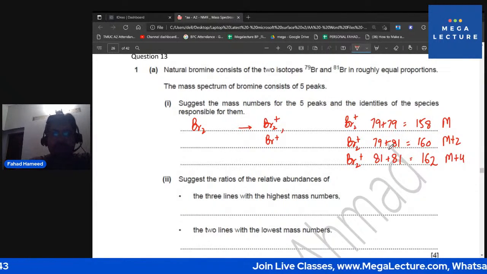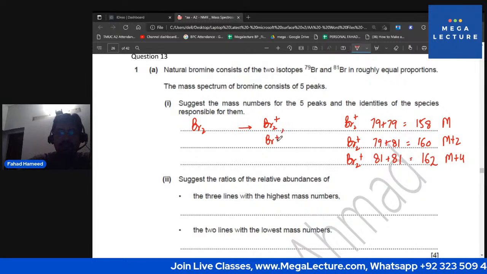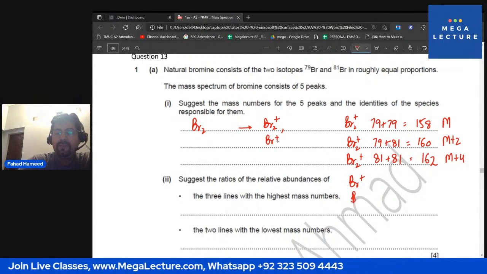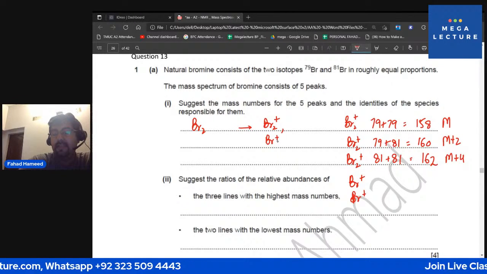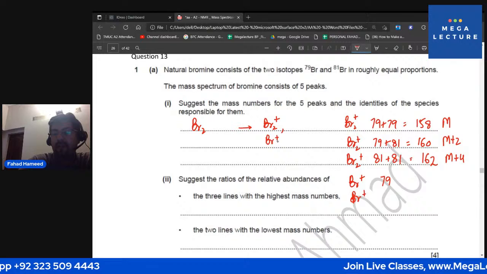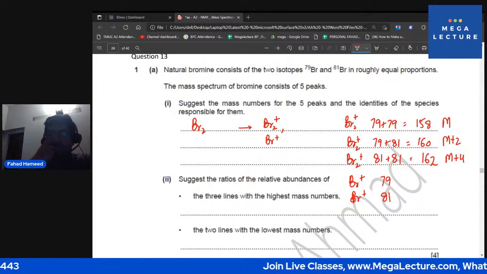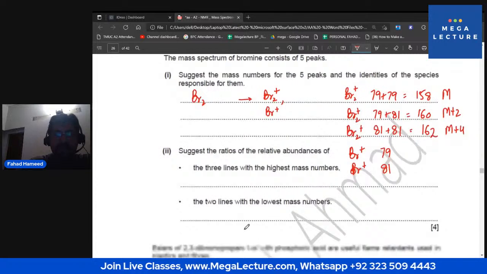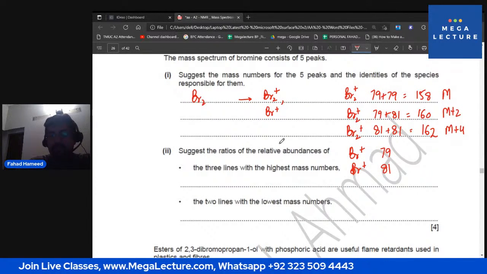What are the other two? The other two belong to Br plus. There's a Br plus as well, so there would be 2 Br plus ions detected. One would be slightly lighter, 79, and one would be slightly heavier, 81. So he's asking, suggest the mass numbers of the 3 peaks and suggest the ratio of the abundance.